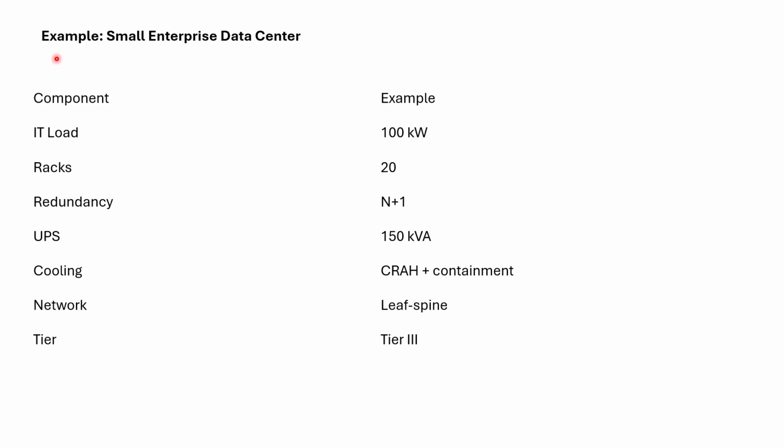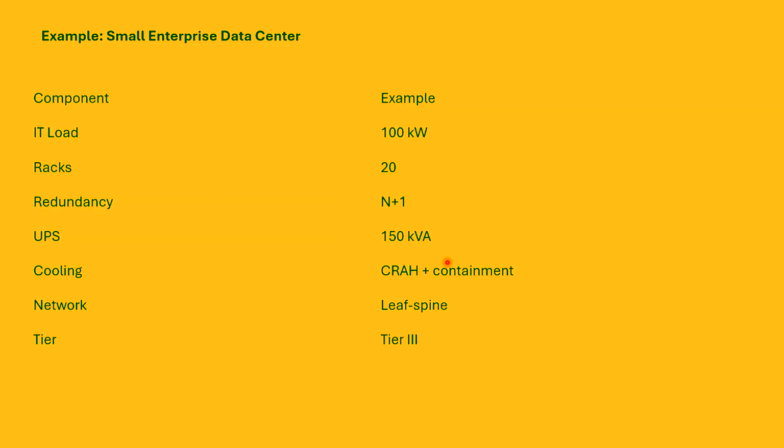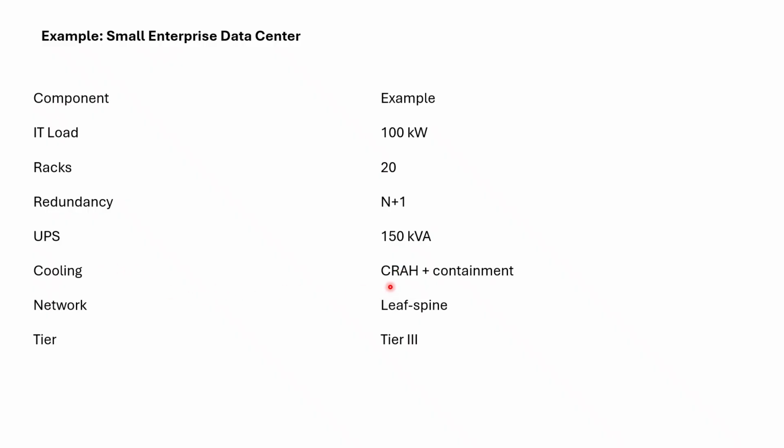Friends, for example, let us take a small enterprise data center. IT load about 100 kilowatt, racks 20 kilowatt, redundancy N plus one. If you require 5, you need one extra. UPS 150 kVA, cooling through an air conditioning system, network leaf and spine, tier 3.